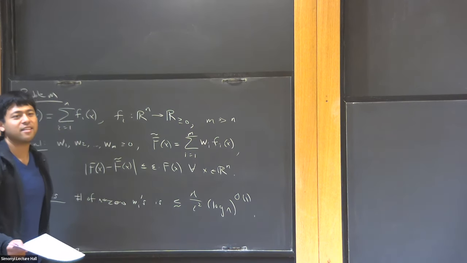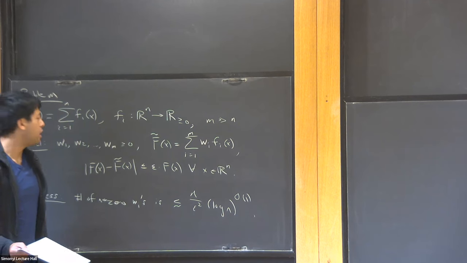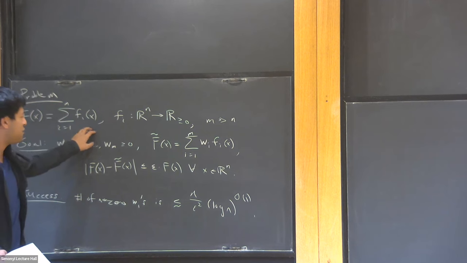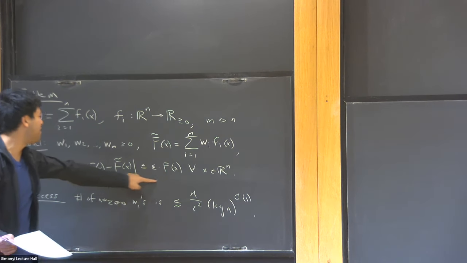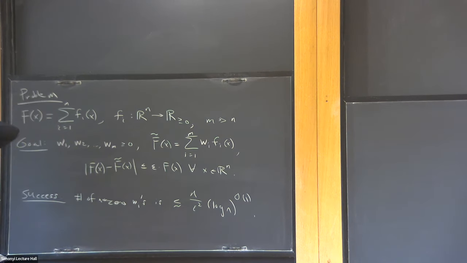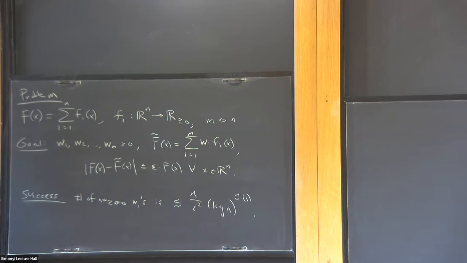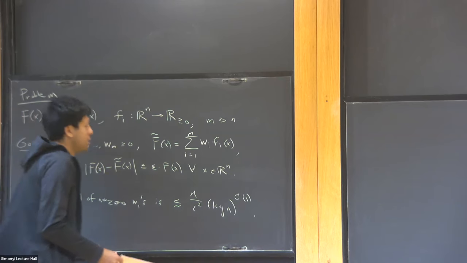How important is the non-negativity assumption? I mean, it's a little weird if the function can be positive and negative, because then this notion of multiplicative approximation doesn't really make sense. With a function that can be both positive and negative, the sum might be zero somewhere, and then you ask for a multiplicative approximation, and it's kind of nonsense. I see. Okay, thank you.